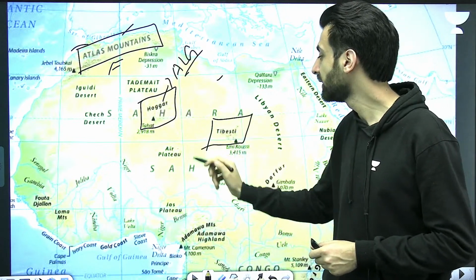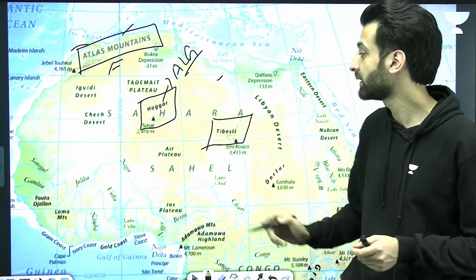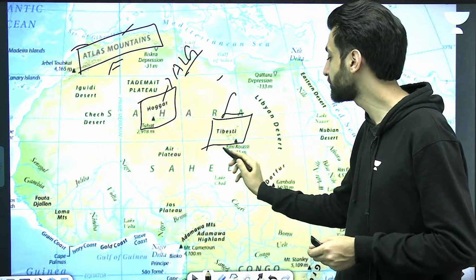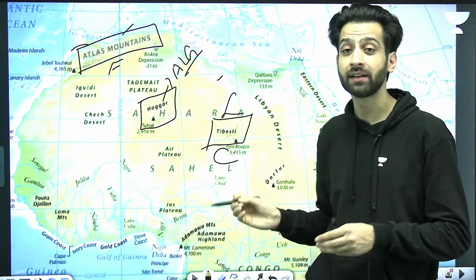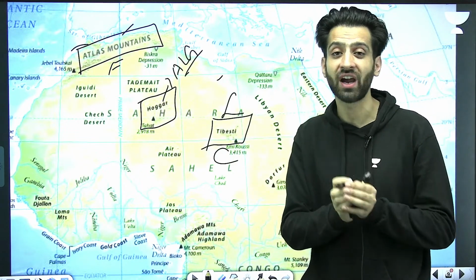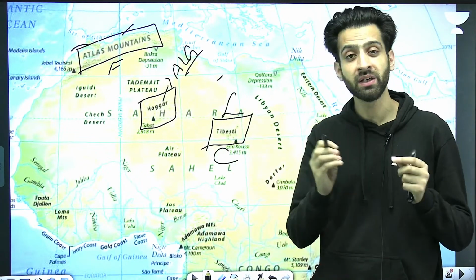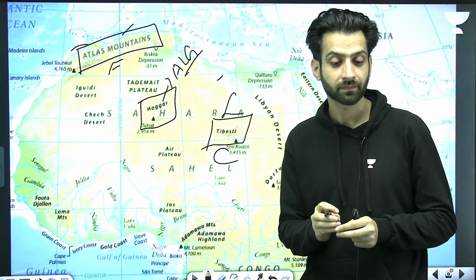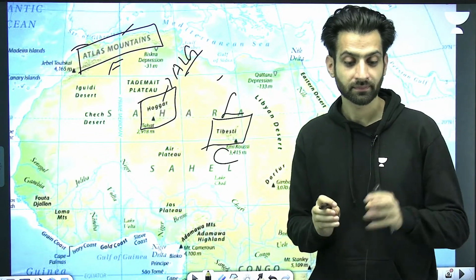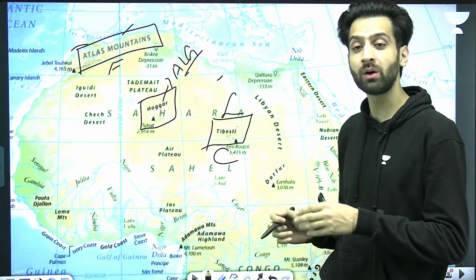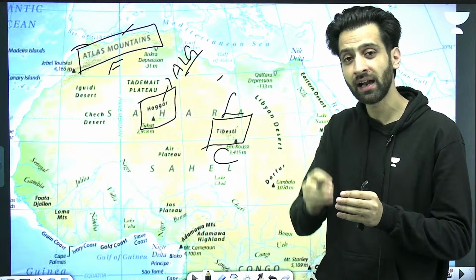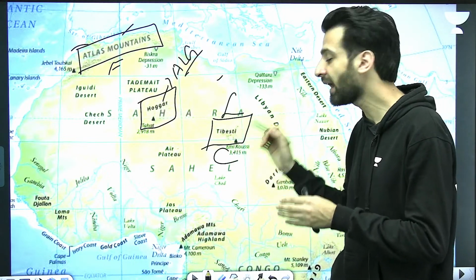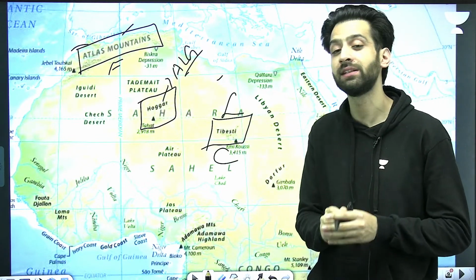Tibesti mountain here. Tibesti mountain lies along the border of Libya and Chad. Okay, so Libya is located towards the northern part, and then you have Chad. The mountain that lies in between is Tibesti mountain. So make sure you know about this, because this can be asked as a question. Which is the mountain that lies on the border of Libya and Chad? So it is the Tibesti mountain.